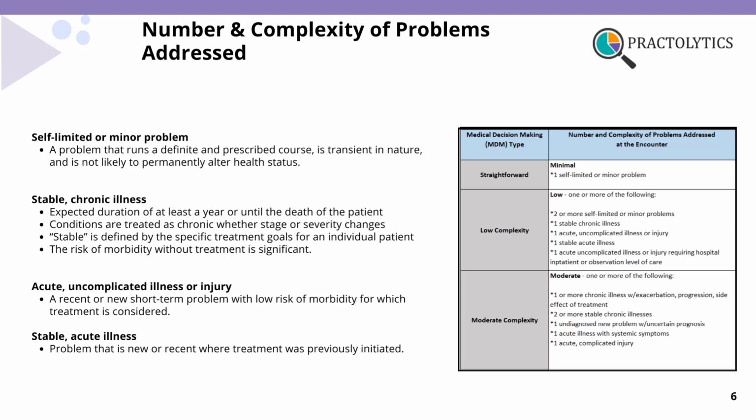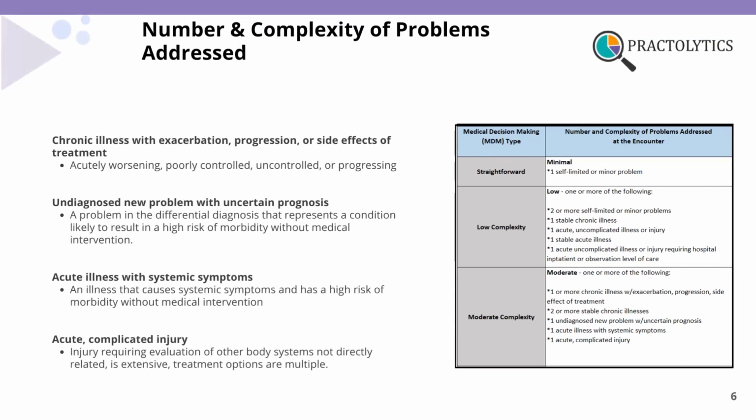Along similar lines, a stable acute illness is something that is new or recent for which treatment has been initiated. The patient is improved, and while resolution may not be complete, the patient is still stable with respect to this condition. These conditions are stable acute illnesses.